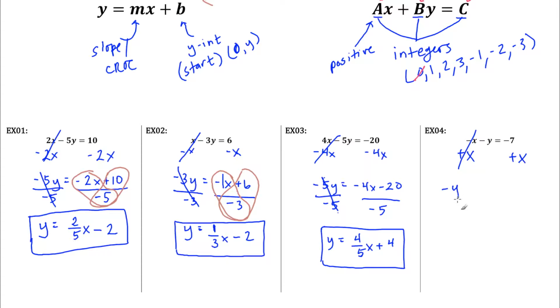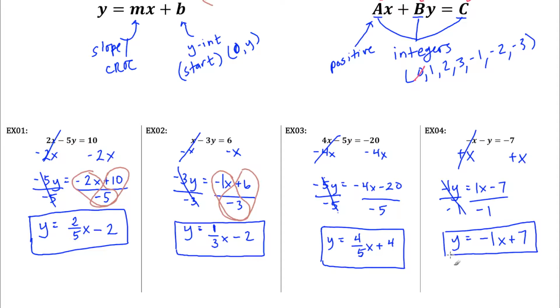So negative y equals x minus 7. Here, this is a 1. I might as well put a 1 here. So I'm dividing by negative 1. Y equals a positive divided by negative is a negative. 1 over 1 is 1. And we have an x. And a negative divided by negative is a positive. 7 divided by 1 is 7.